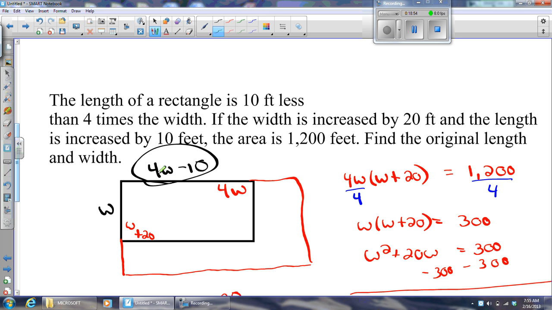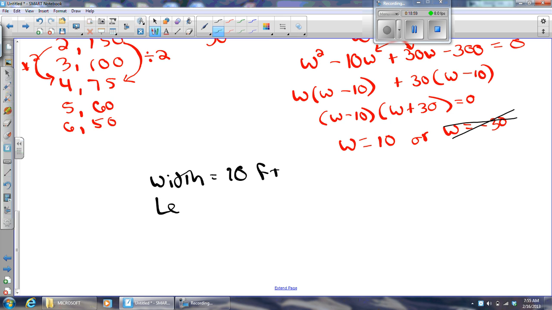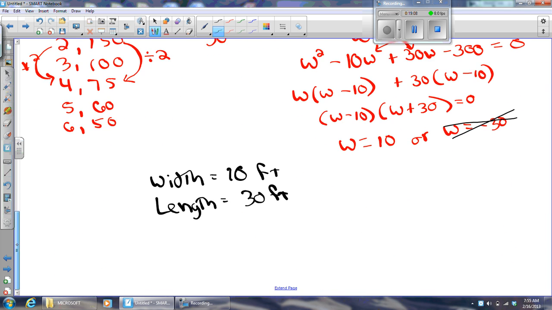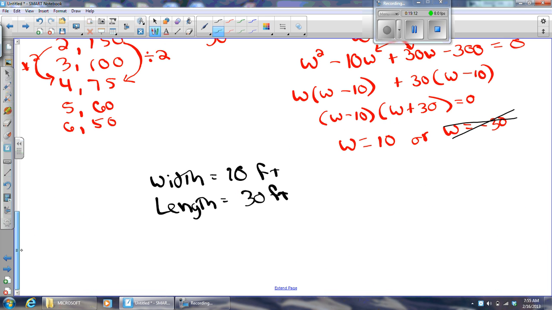Okay, now to figure out the length, I just have to go up to this here and put 10 in. So 4 times 10 is 40, minus 10 is 30. 30 feet. Okay, and then if you wanted to check your answer, you could do this. What did we have to do? We add 20 to the width and 10 to the length, right? So let's add 20 to the width and we'll get 30, and add 10 to the length and we'll get 40, and multiply and we are going to get 1,200 feet, and so it works. Okay, feet squared that is.